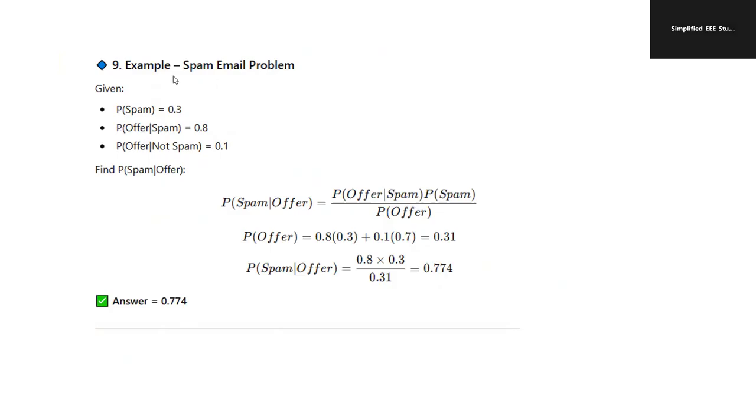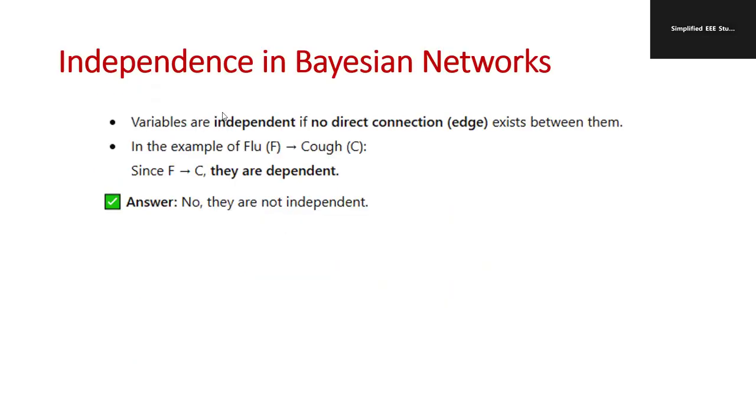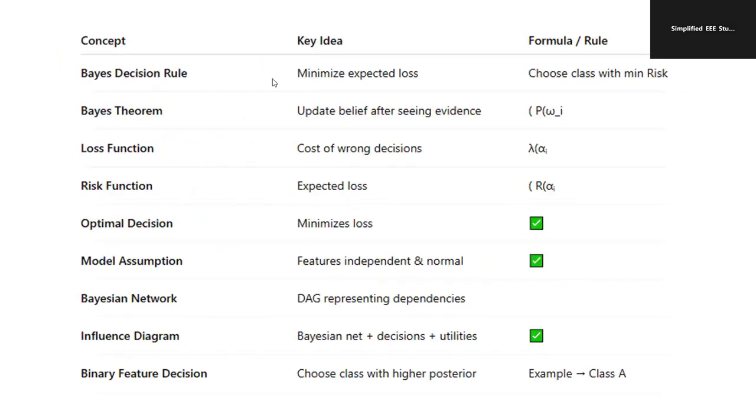This problem is known as the spam email problem. If you know this equation, you can easily solve it. Independence in Bayesian network: variables are independent if no direct connections exist between them. That's a specialty. Similarly, the entire point is summarized in this table.